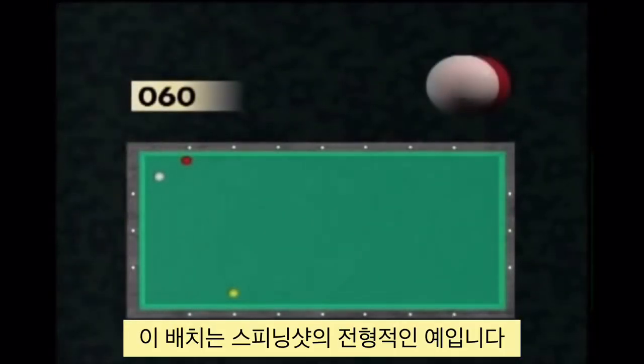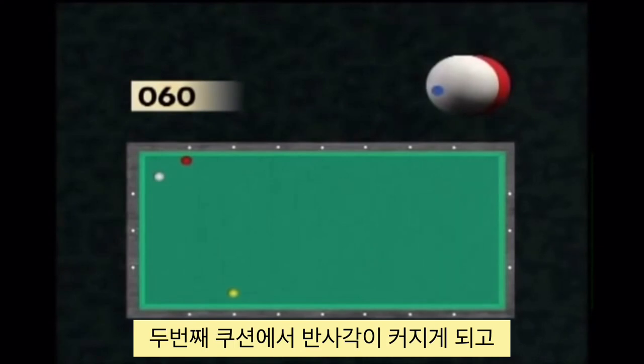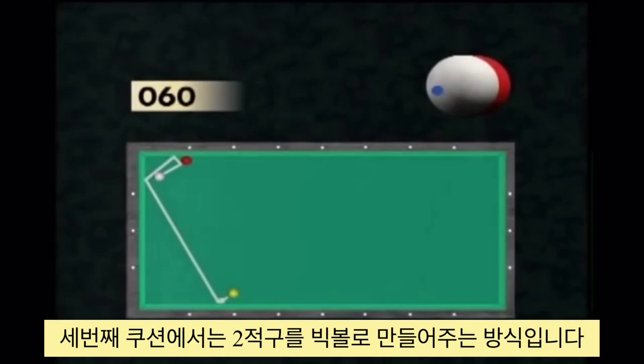This shot is simplified by the long English, which considerably opens the angle on the second cushion and allows a bigger margin of error on the third cushion.